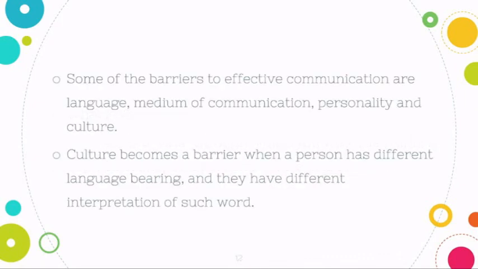Some of the barriers to effective communication are the following: we have language, medium of communication, personality, and of course, culture. Let's take them one by one. Language. If you don't share the same language with the person you're communicating with, that would be a barrier to effective communication. Number one, you will not be able to understand each other.